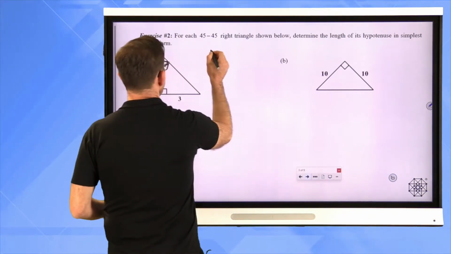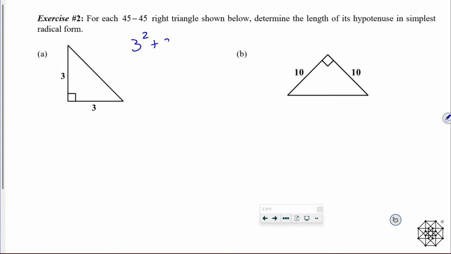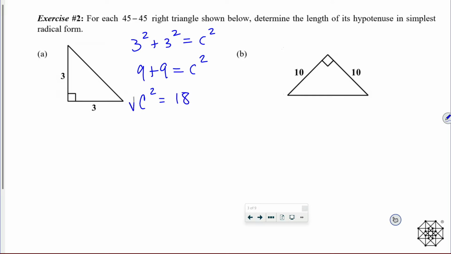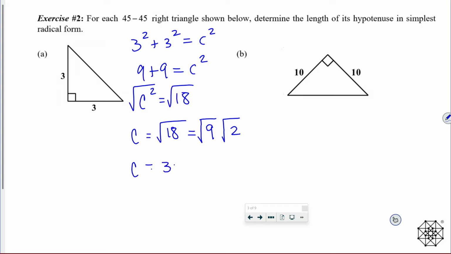So in this case, we'll have 3 squared plus 3 squared is equal to c squared. All right, that's going to be 9 plus 9 is equal to c squared. C squared is equal to 18. Take the square root of both sides. C is the square root of 18, which we can then break into the square root of 9 times the square root of 2. And C will be 3 times the square root of 2.